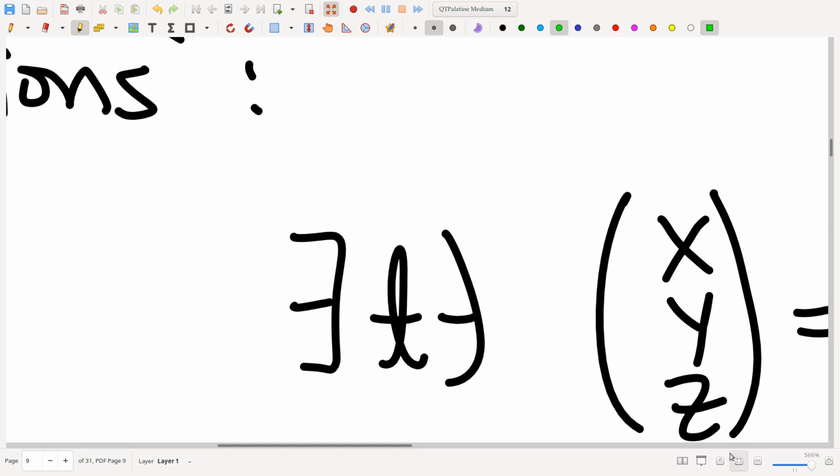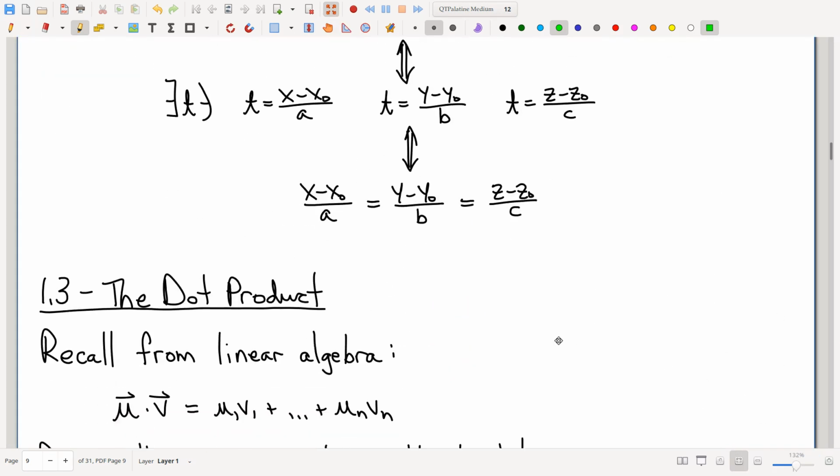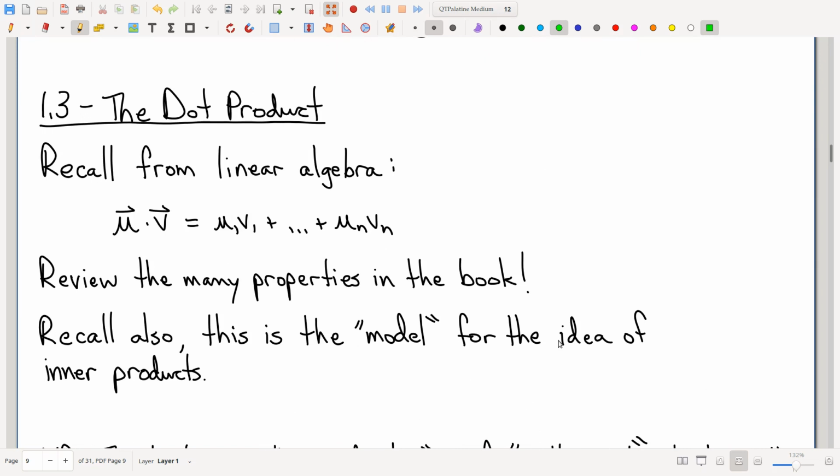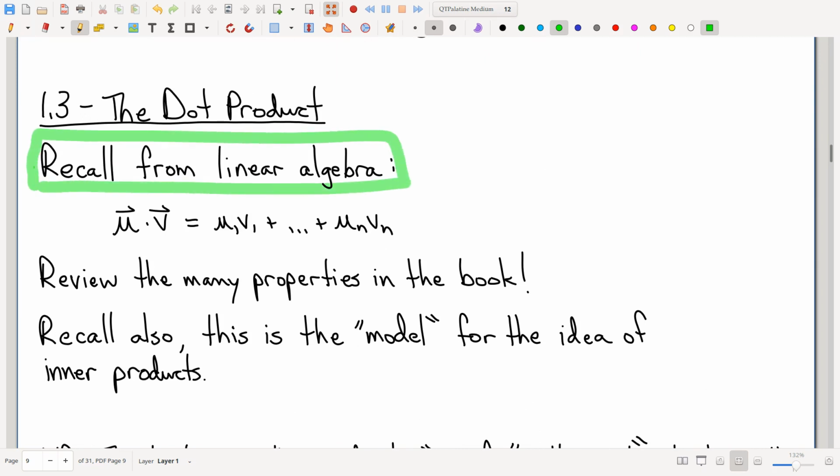All right. So we are done with 1.2 now. I just want to remind y'all that there's a lot in this section that's review. So I'm going to go super quick through all this stuff, by which I mean on Friday, because we're kind of out of time now. But just make sure that you remember dot product. It has many properties. I'm going to assume you're good with those properties. Remember, it's the model for inner products. So it is kind of a big deal, and we'll pick up there next time.